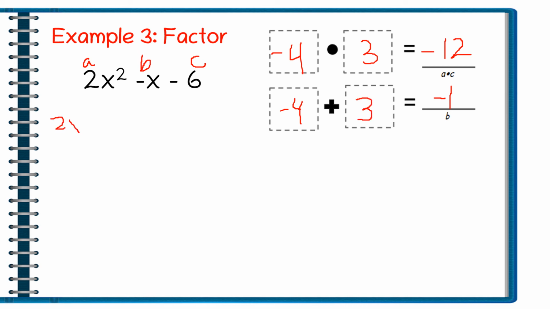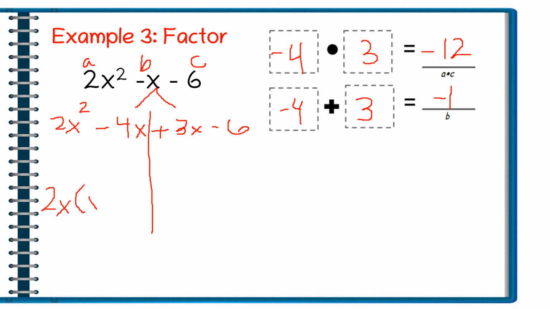So we're going to have 2x squared. This is going to break up into the 2 numbers we found, -4x plus 3x, and then -6. Cut this down the middle. Our GCF is 2x. That'll leave us with an x minus 2. If you divide by 2x, you'll have an x left and a -2.